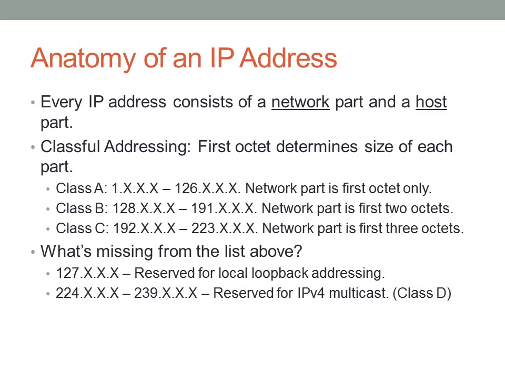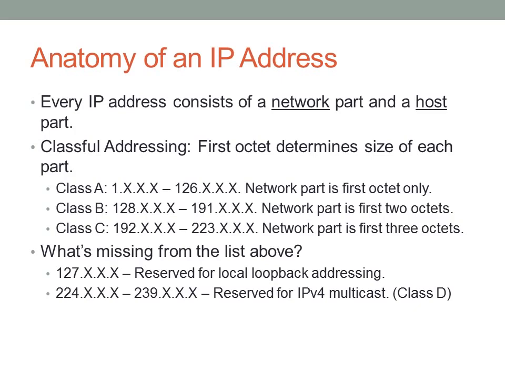Another range that we're missing here is the range from 224 to 239. And that is reserved for IPv4 multicast. These can be considered, I'll put Class D in parentheses out there. It's not really a class because there's no network portion or host portion in a multicast address. It's simply referred to as a multicast address. And so it could be anywhere between 224 and 239.